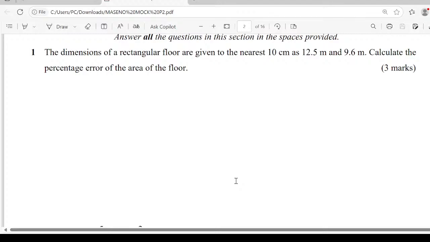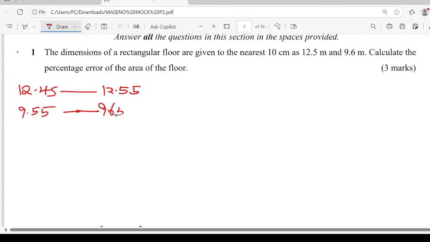So we need to get limits. The 12.5, dear learners, is going to range from 12.45 all the way to 12.55. Then the range for 9.6 is going to be 9.55 all the way to 9.65. Those will be the ranges.